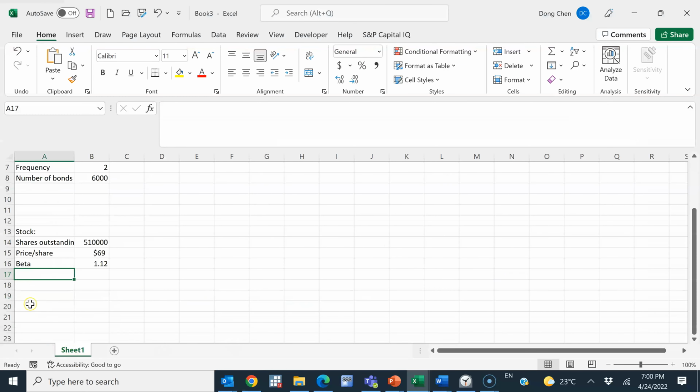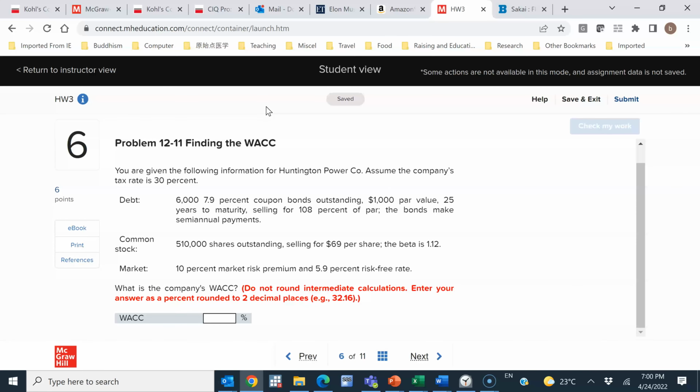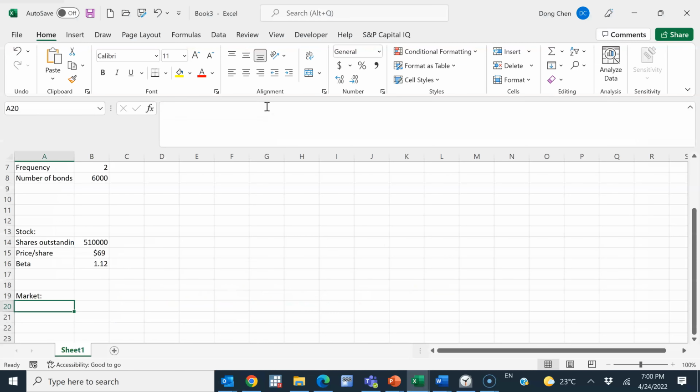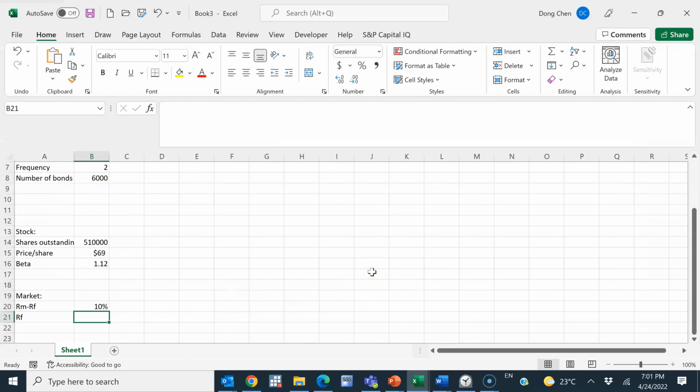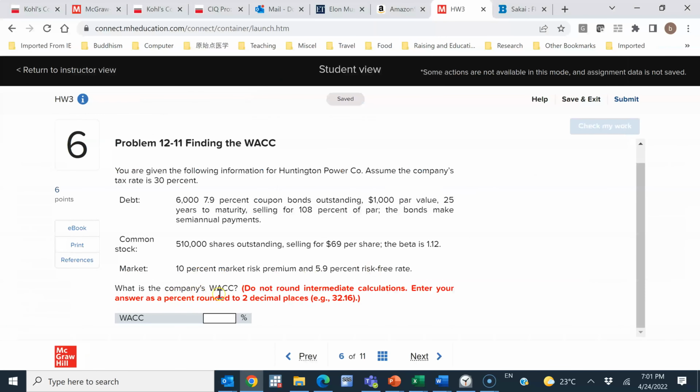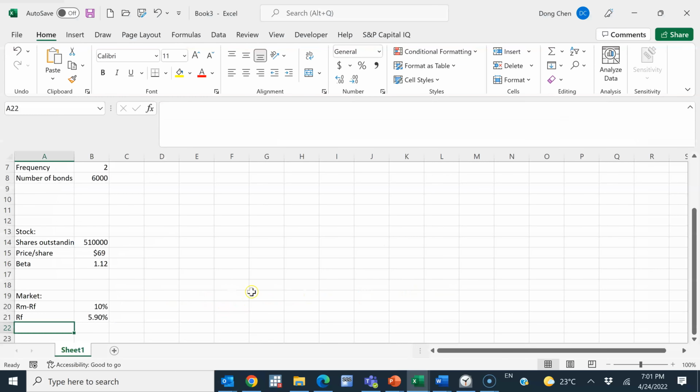And I've also been given the market information. So market information is 10% market risk premium. So this is RM minus RF is 10%. And the risk-free rate is 5.9%. So RF is 5.9%. So the question is asking what is the company's WACC, right? Weighted average cost of capital. Rounding requirement: do not round intermediate calculations. Enter your answer as a percent rounded to 2 decimal places.